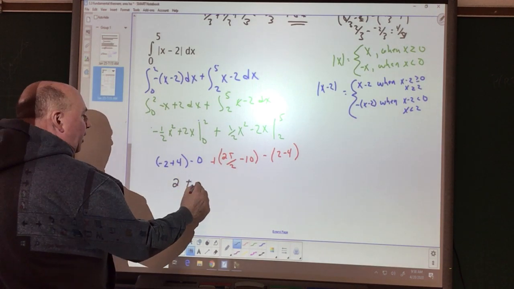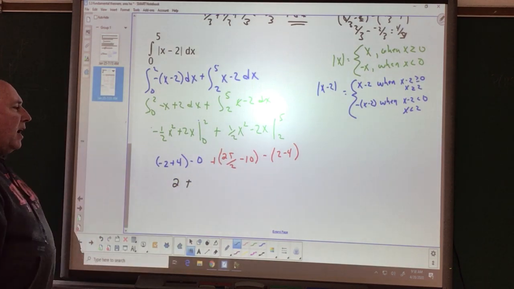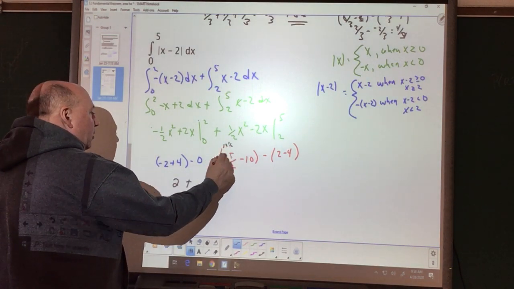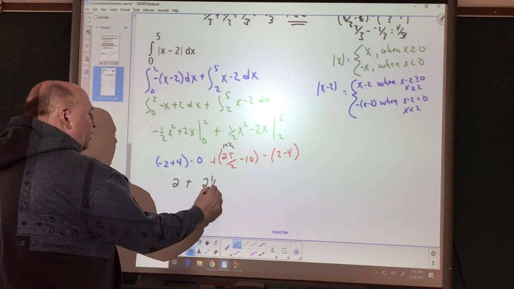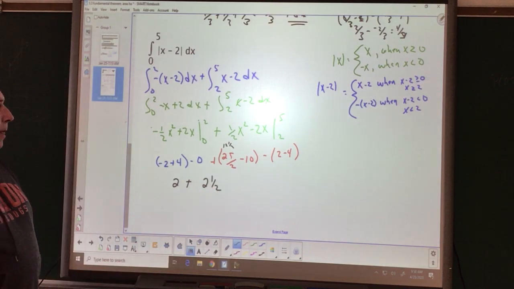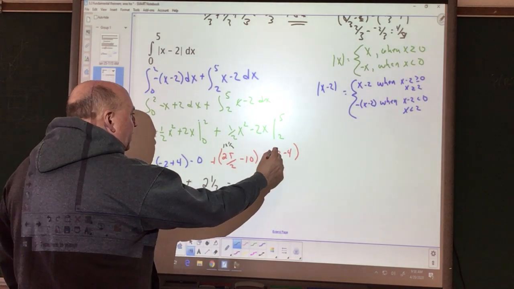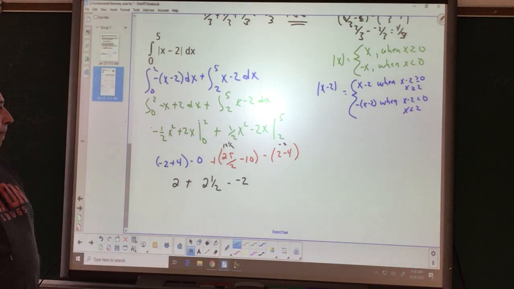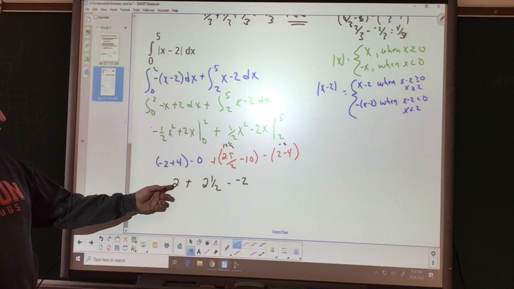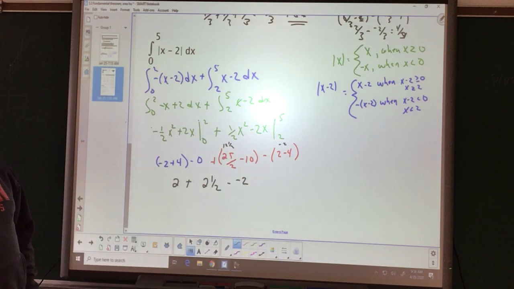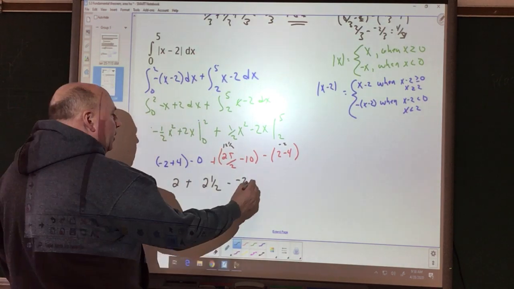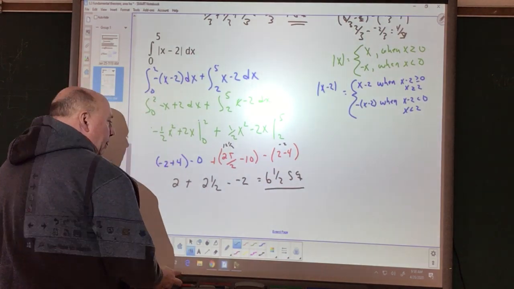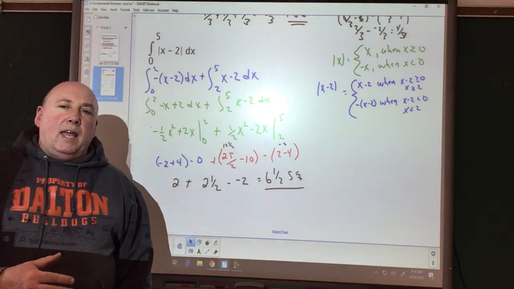This gives me a value of, let's see, 25 halves, that's 12.5. So it gives me 2.5 here. Then I have minus, this gives me negative 2. So we have minus a negative 2. So we have 2 plus 2.5 plus a value of 2. This gives me 6.5 square units. So that's dealing with the absolute values.